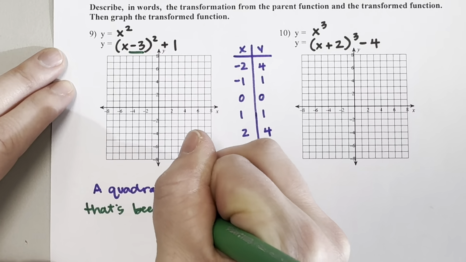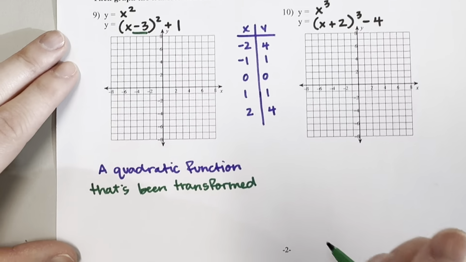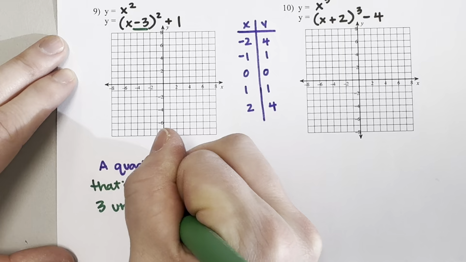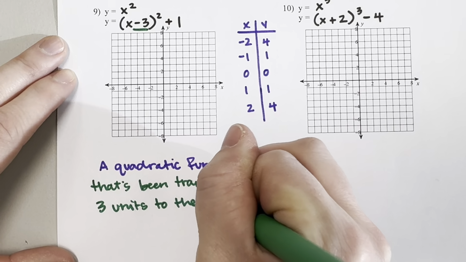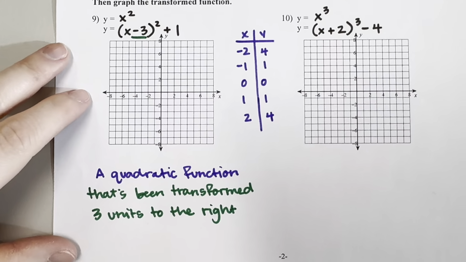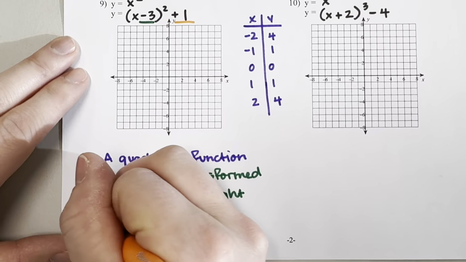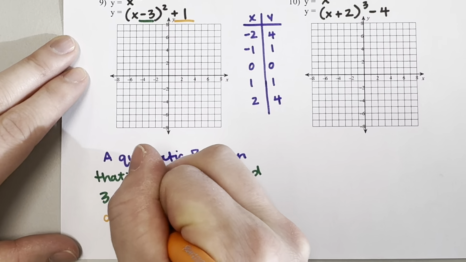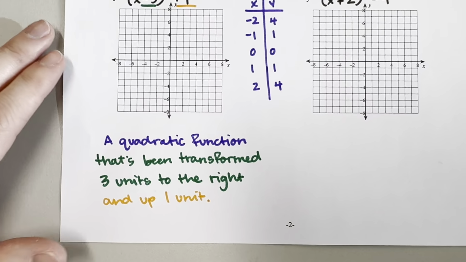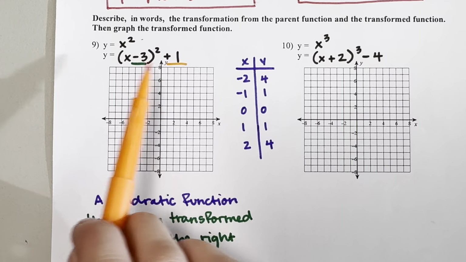That's been transformed 3 units to the right. And I have a +1 on the outside. So that means I'm going to write and up 1 unit. Okay, so there is my explanation in words of how my original parent function was transformed.